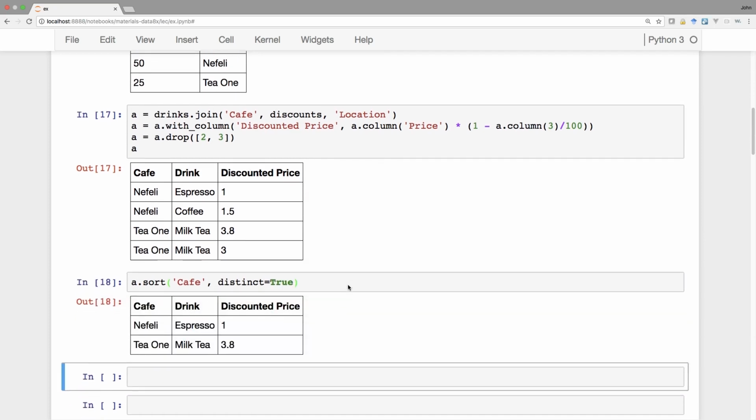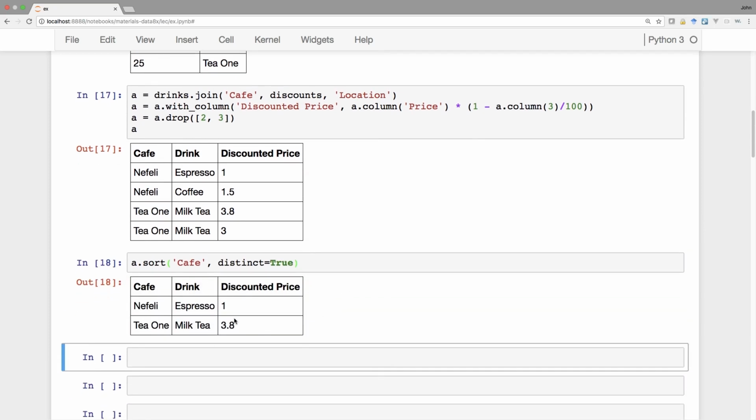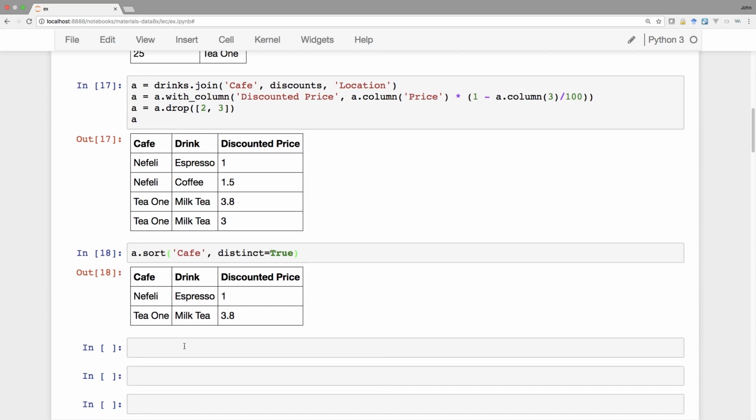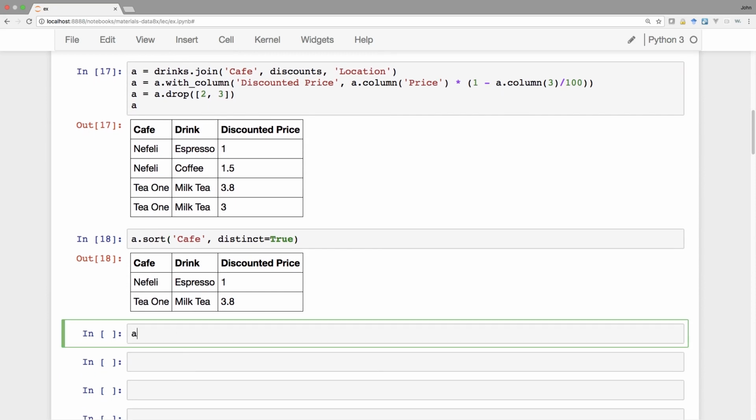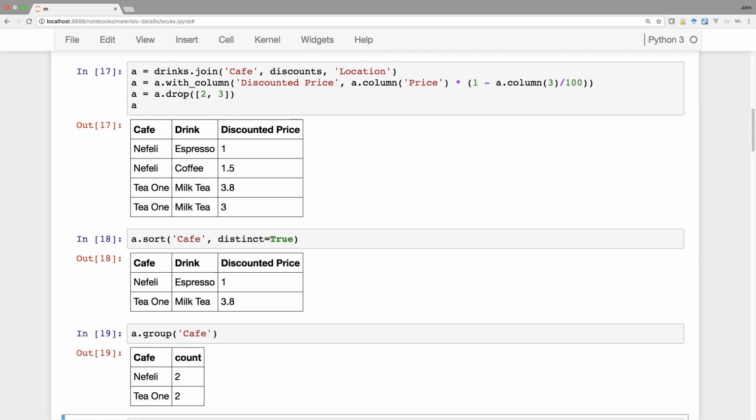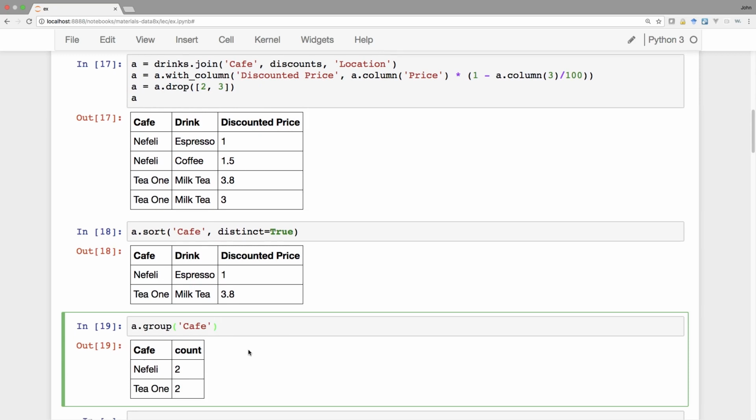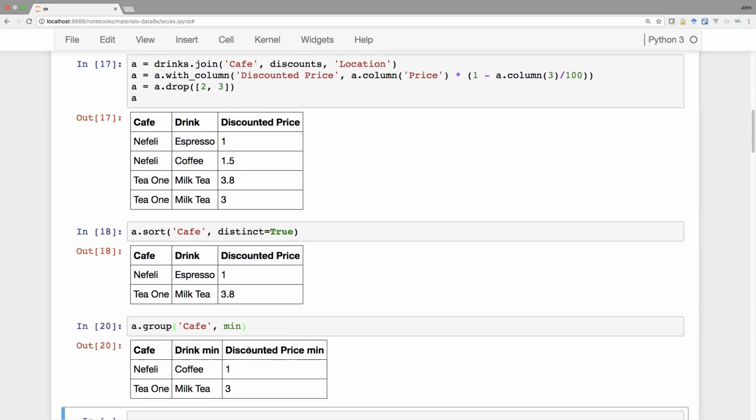then I'm left with only one row per cafe, but I didn't get the cheapest drink. So that's not quite right. If I group by the cafe name, I would get the counts. That's not useful. But if I provided an aggregation function, then I got close. I figured out that the cheapest thing I could get at Nepheli was 1 and a T1 cost 3. But I got the wrong drink. This is the minimum drink from Nepheli, which is the first one in alphabetical order, which is coffee.